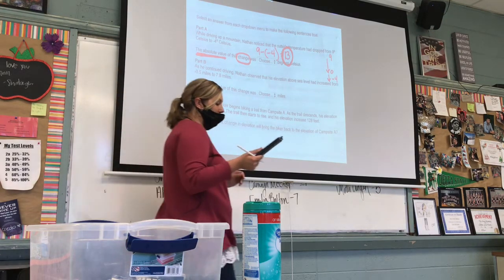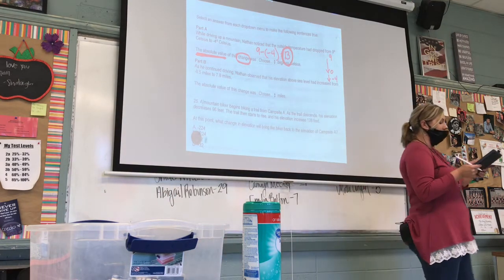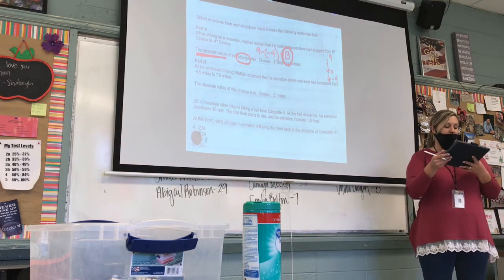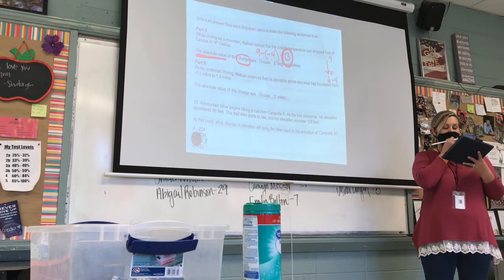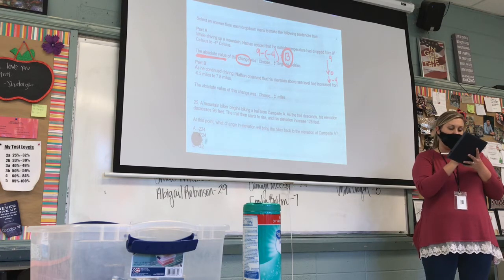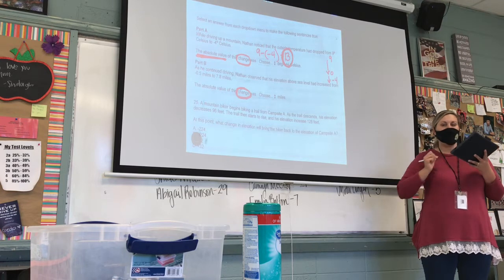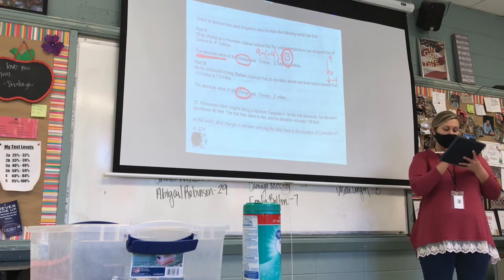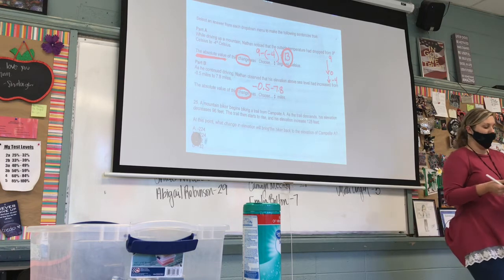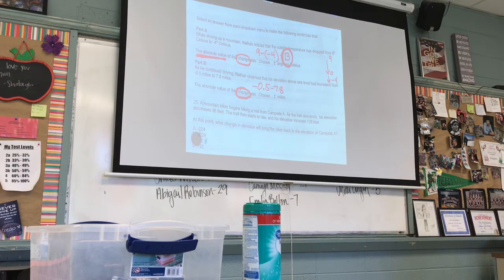Alright, part B says, as he continued driving, Nathan observed that the elevation increased from -0.5 to 7.8 miles. Find the absolute value of this change. Change means difference. Difference means subtract. So we're going to go -0.5 minus 7.8. -0.5 minus 7.8. What does that give you?